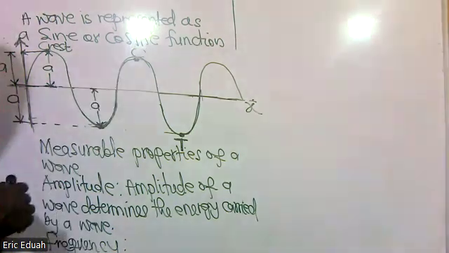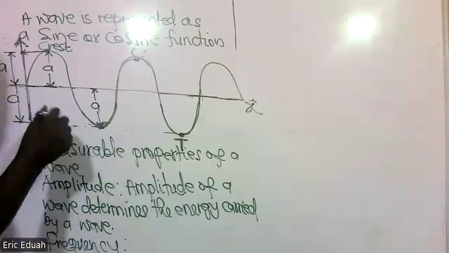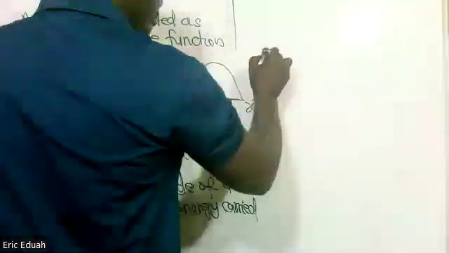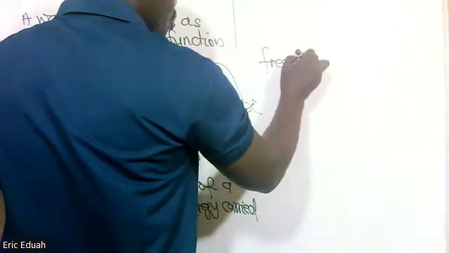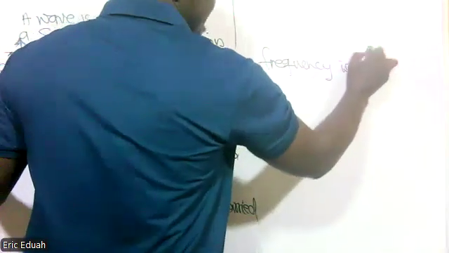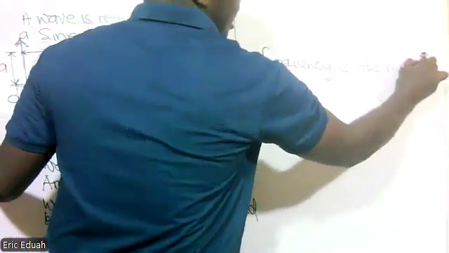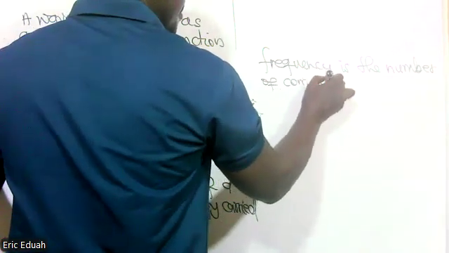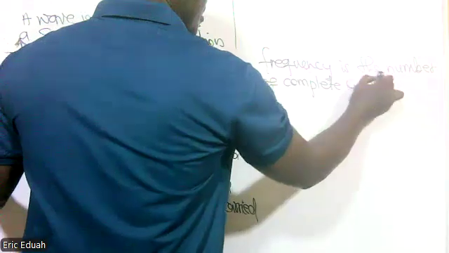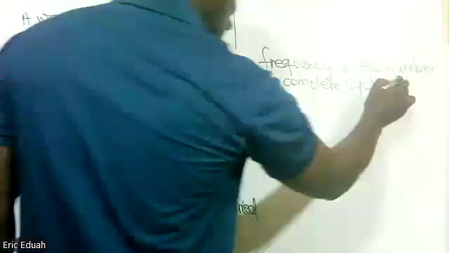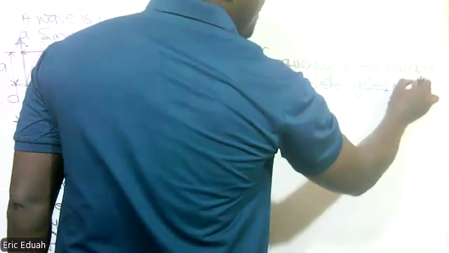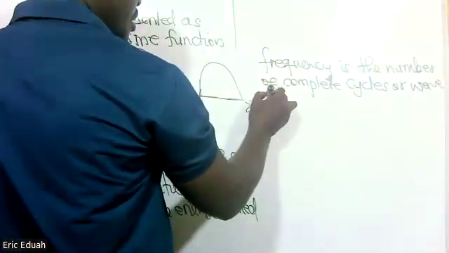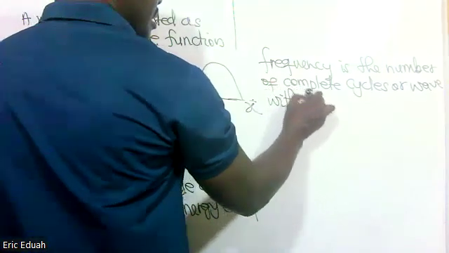In a wave, it is also defined as the number of complete cycles of a wave within a second. So frequency in wave motion is the number of complete cycles or complete waves within a second.